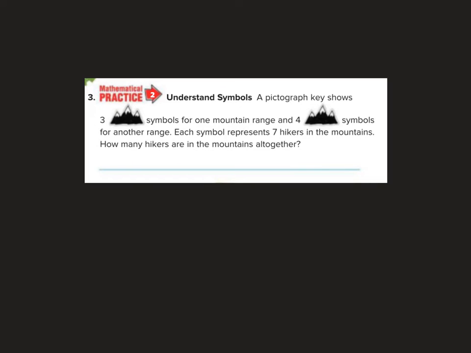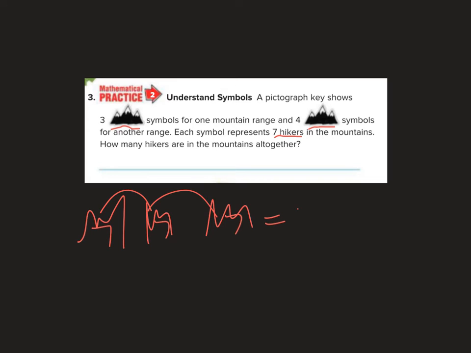Understand symbols. A pictograph key shows 3 mountain symbols for 1 mountain range and 4 mountain symbols for another range. Each symbol represents 7 hikers in the mountains. How many hikers are in the mountains altogether? Okay, so they have 3. That's my quick mountains. Each symbol represents 7 hikers. Okay, 3 7s, 2 are worth 14, 3 are worth 21 hikers.